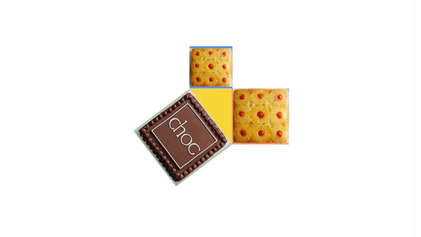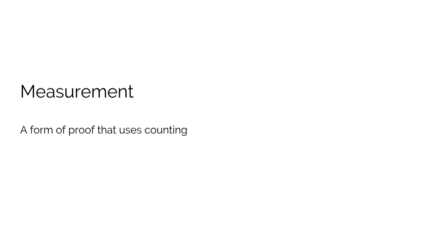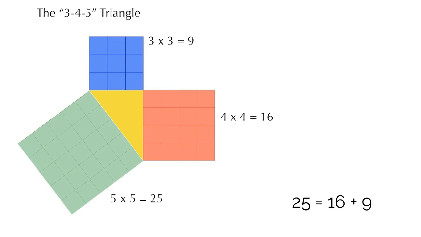Let's imagine it as cake. What this would mean is like the big cake would have exactly the same number of mouthfuls as the medium-sized cake plus the smaller cake. And the kids would be screaming, how do you know that's true? Which leads us into the concept of measurement. Measurement means you're counting something. Here's my definition. Measurement is a form of proof that uses counting.